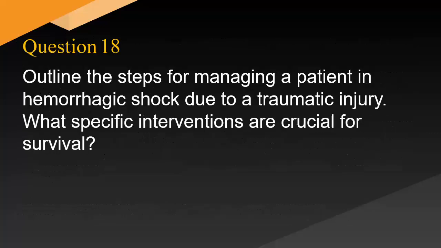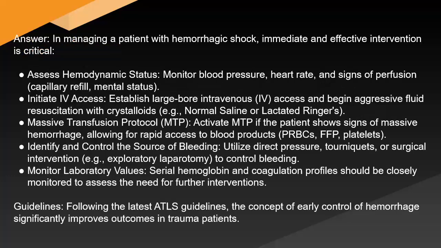Outline the steps for managing a patient in hemorrhagic shock due to traumatic injury. What specific interventions are crucial for survival? Answer: in managing a patient with hemorrhagic shock, immediate and effective intervention is critical. Assess hemodynamic status: monitor blood pressure, heart rate, and signs of perfusion, capillary refill, and mental status. Initiate IV access: establish large-bore intravenous access and begin aggressive fluid resuscitation with crystalloids, normal saline or lactated Ringer's. Massive transfusion protocol, MTP.